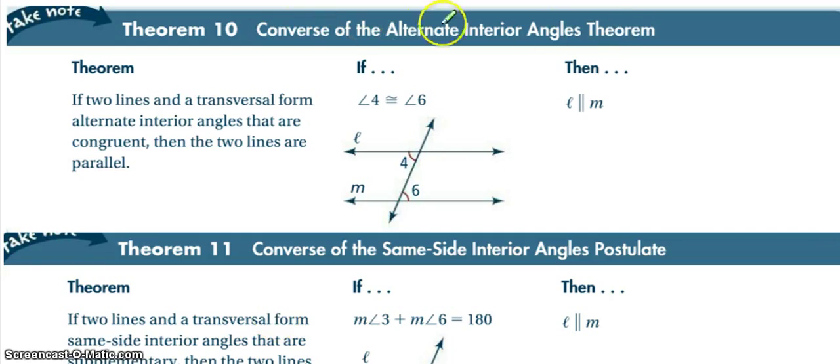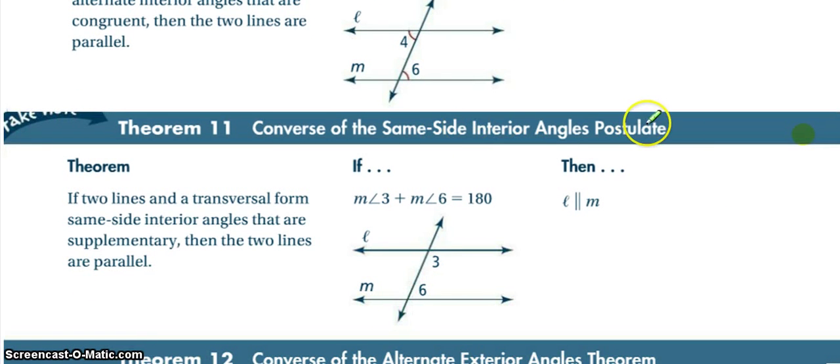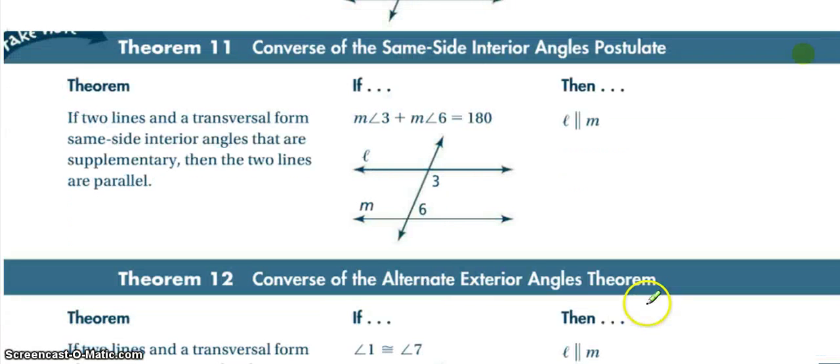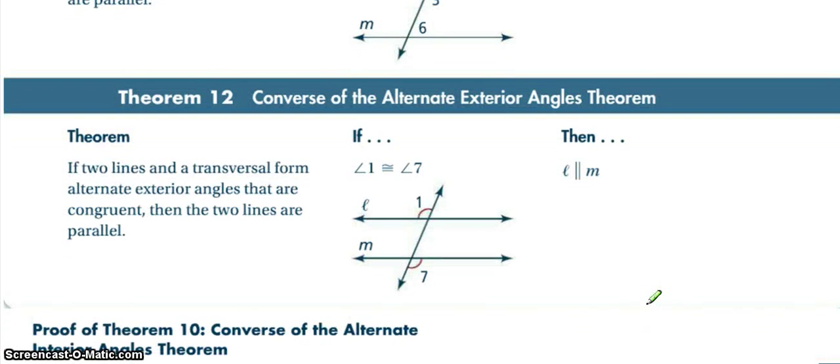We have the converse of our alternate angles theorems. I think you guys can figure out how this is going to work. If I see alternate angles as congruent, then that proves my lines to be parallel. Same with the converse of the same side interior angles. If two angles inside on the same side of the transversal add up to 180, then it proves my lines to be parallel. And the converse of the alternate exterior, again, these should be congruent. If they are, then my lines are parallel.